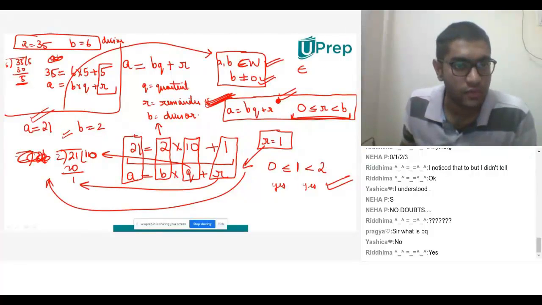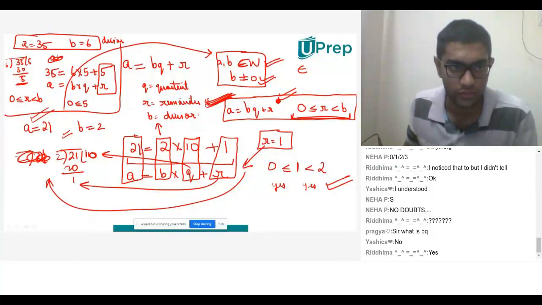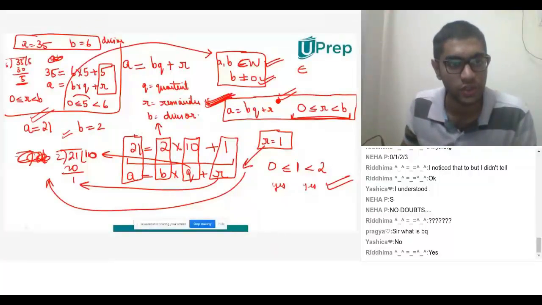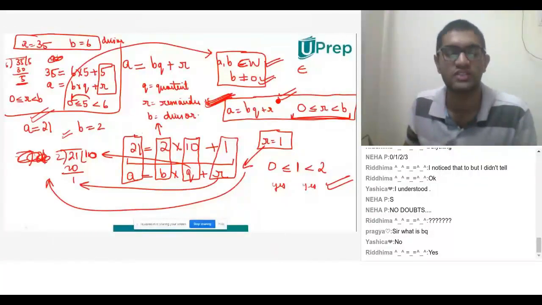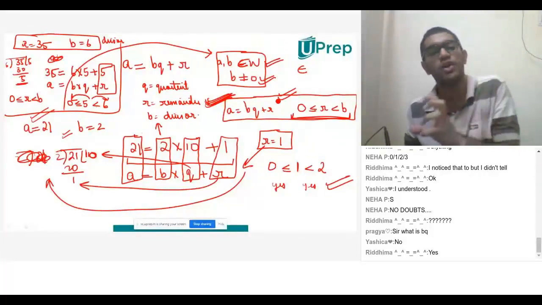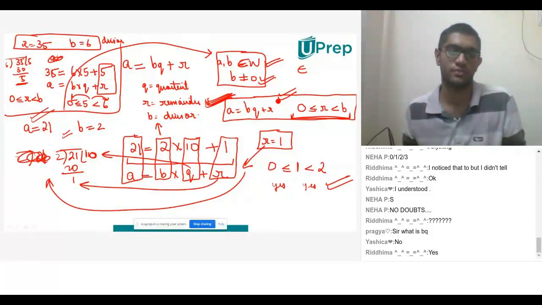The remainder is 5. What is our condition? 0 less than or equal to remainder less than B. That is 0 less than or equal to 5 less than 6. That means 5 is greater than or equal to 0 and 5 is less than 6. All he's trying to explain is that the remainder will always be less than the divisor.